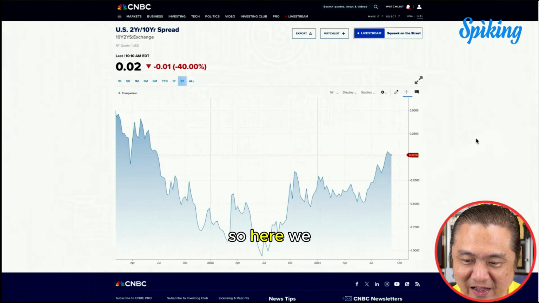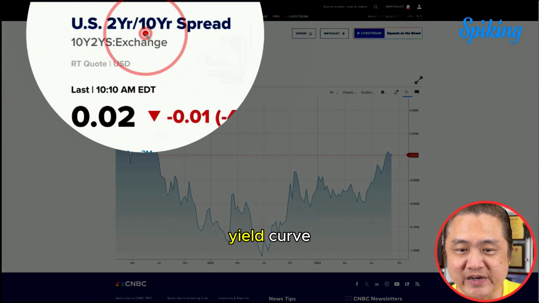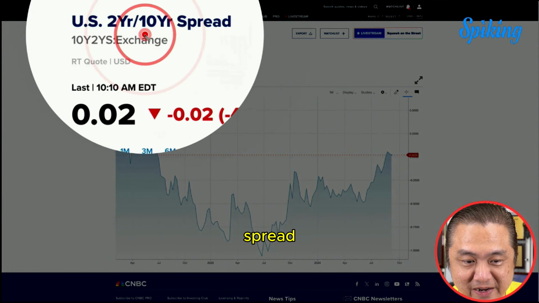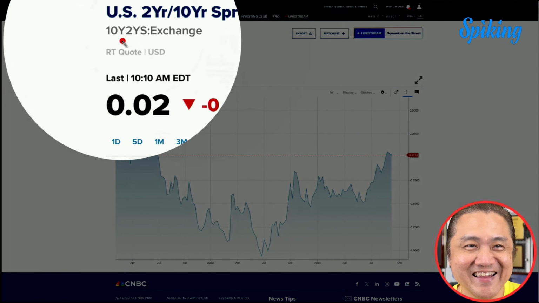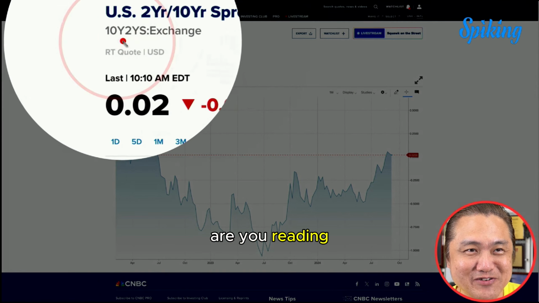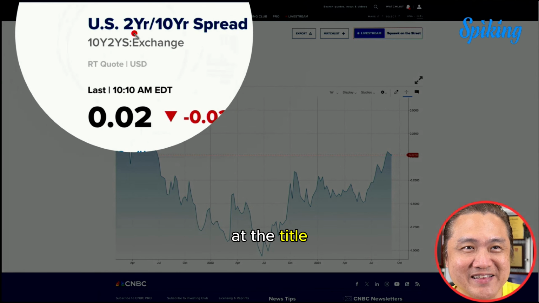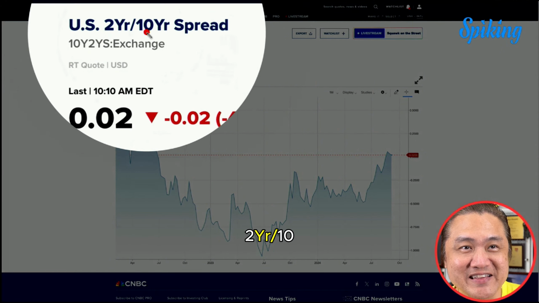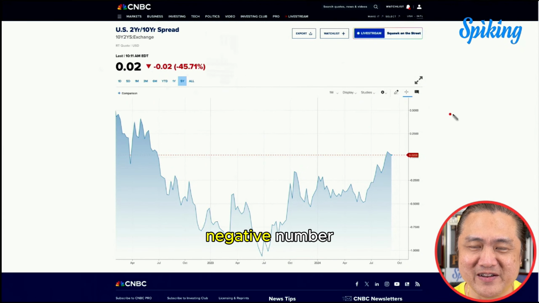So, here we go. This is defined as the U curve, taking the 10-year spread minus the 2-year spread, or the 2-year spread minus the 10-year spread, depending on how you are reading this: 10Y2Y as the spread, or the title is 2-year hyphen 2-year forward slash 10-year, all right? It doesn't matter. What matters is the negative number, all right?